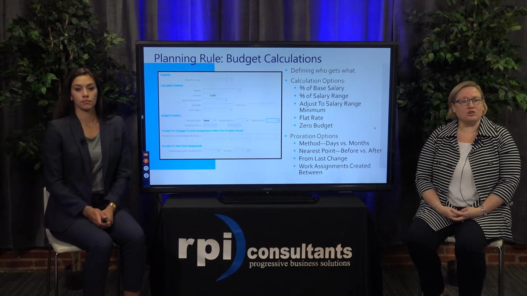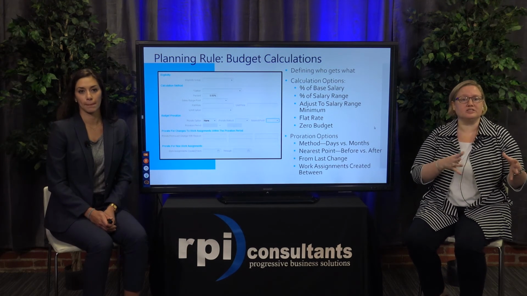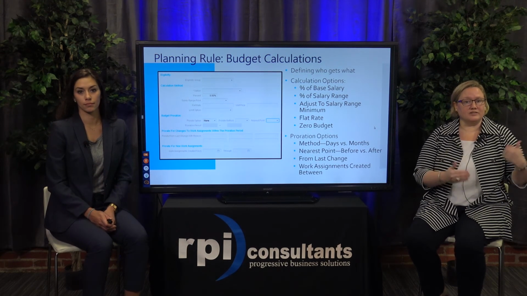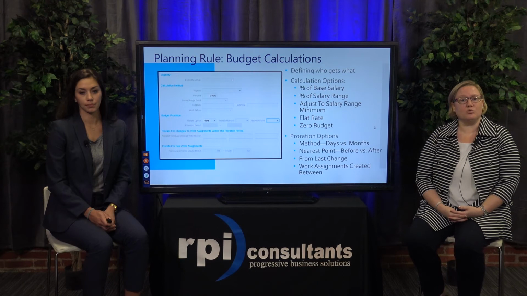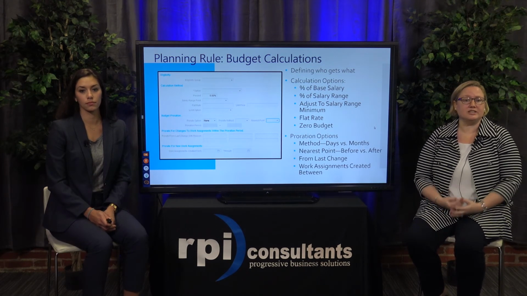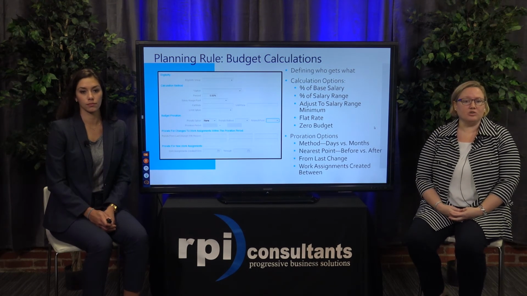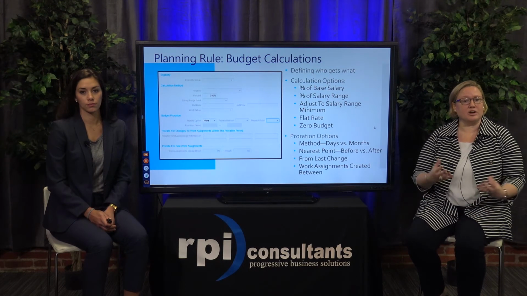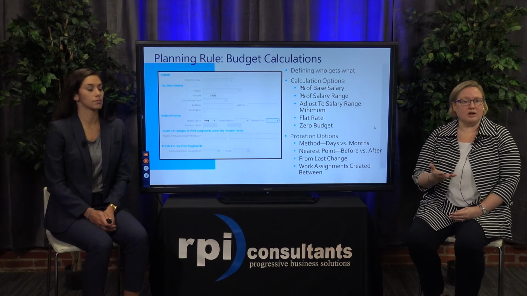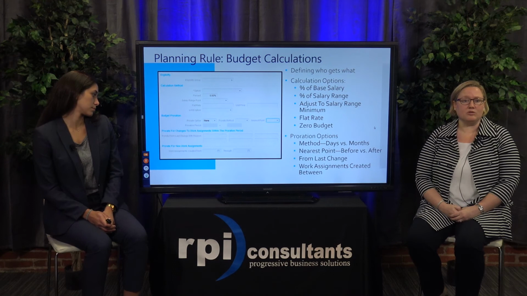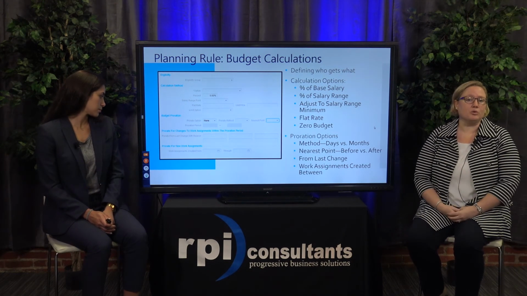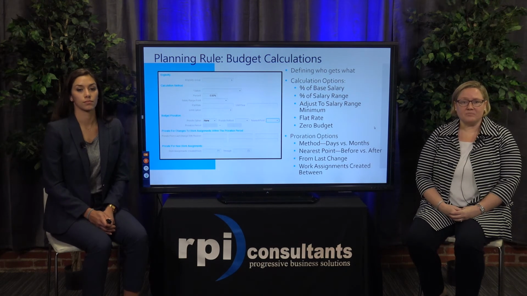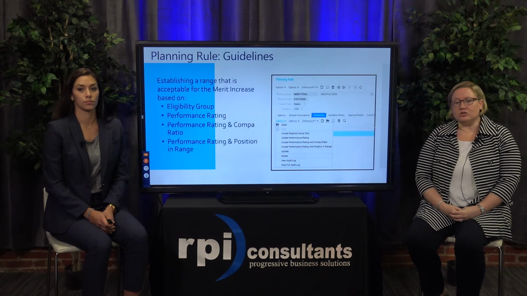You can define by your action codes what the system should look at to know if somebody's eligible or not for that particular merit budget. And then you can also look at work assignments created between dates, and that can help you capture some of your newer hires if they're going to be prorated. But as you see, there's only one option for that. So as I mentioned before, if you have multiple proration definitions, then you'd want to work with your custom groups to do that. The next tab is your guidelines tab.